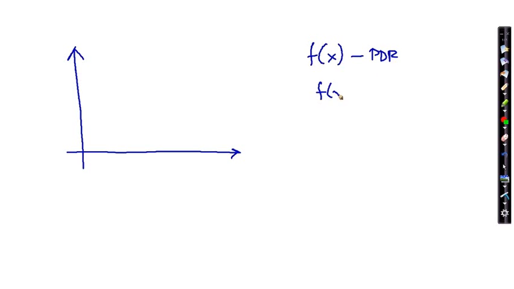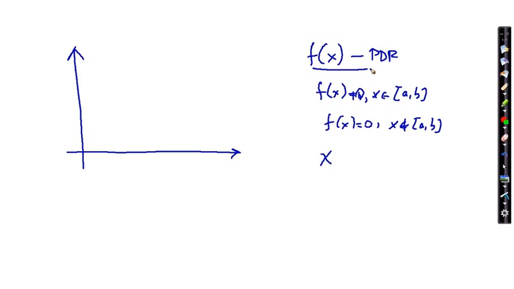F is non-zero in AB and 0 otherwise. So f of x is 0 otherwise, if x is not in AB. So what we want to do, we want to generate random numbers from the distribution given by this PDF. So assume x is a random variable with this PDF. I want to have some random numbers, observations from this x, random numbers generated from that distribution.